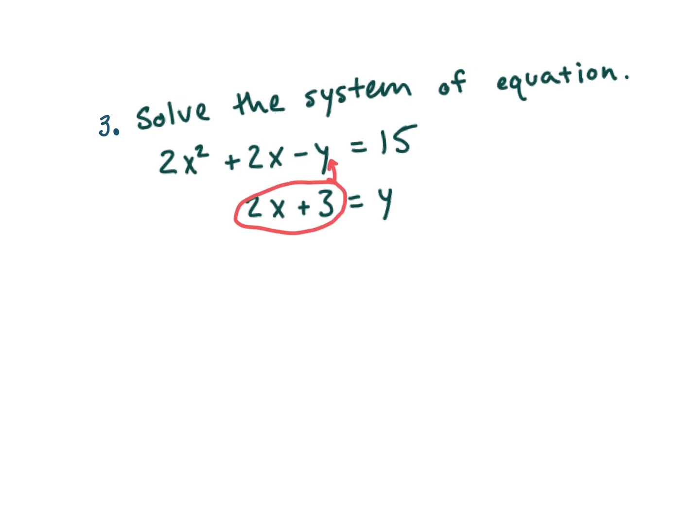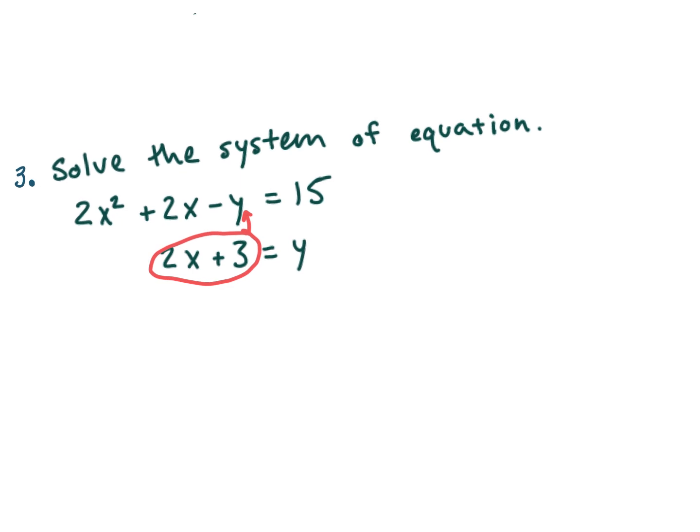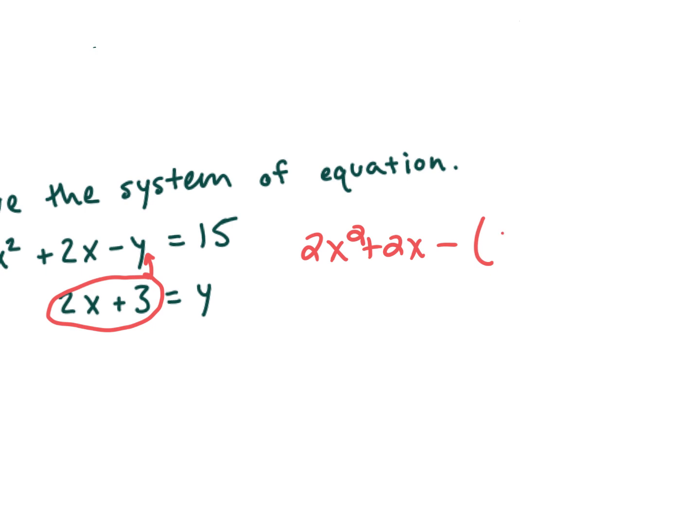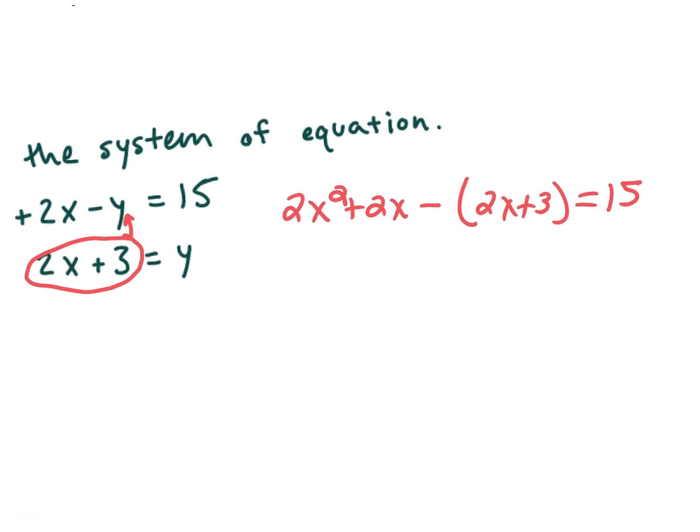Okay, so let's do that. I'm going to do it over here. So I have 2x squared plus 2x. Here's where you've got to be careful. What sign is in front of that y? A minus. So I've got to put this in parentheses. 2x plus 3 equals 15. All right, so guys, basic algebra.